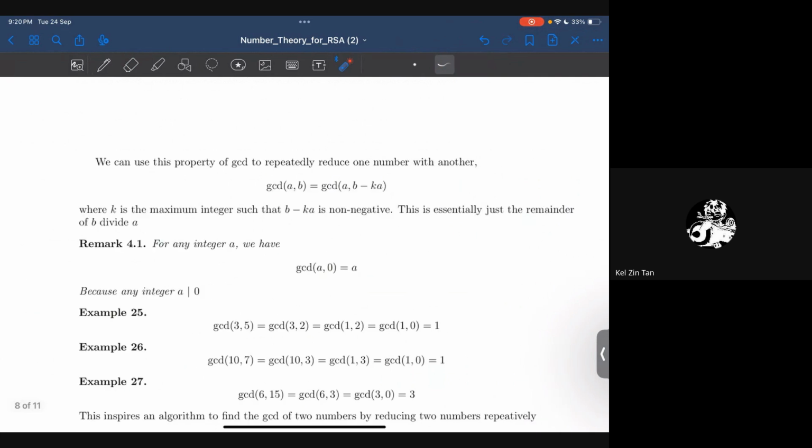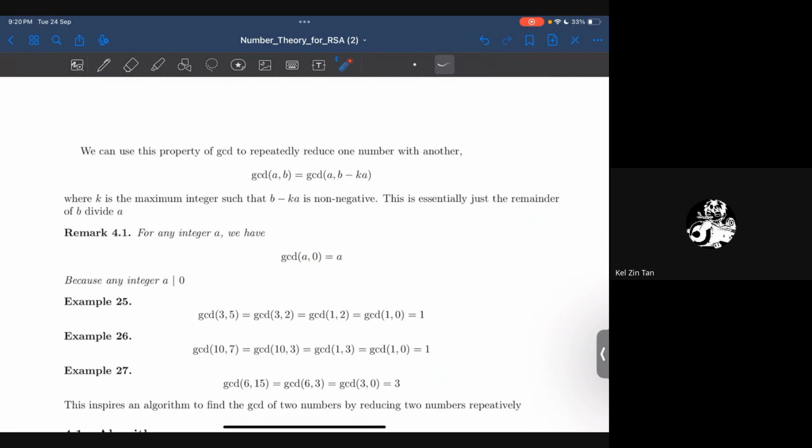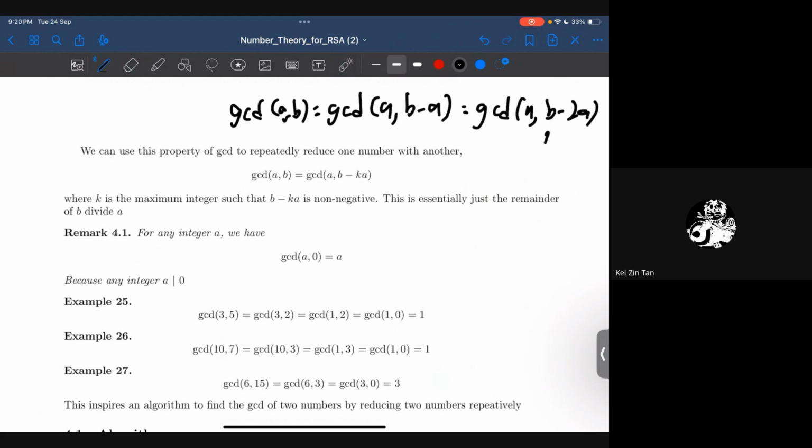So now the next thing is, this property is quite good, right? Because we can always write something like this. We can always write GCD of A and B is equal to GCD of A and B minus some multiple of A. Because we know that GCD of A and B is equal to GCD of A and B minus A. And then you can repeat again, minus this again, and get GCD of A and B minus 2A, and so on.